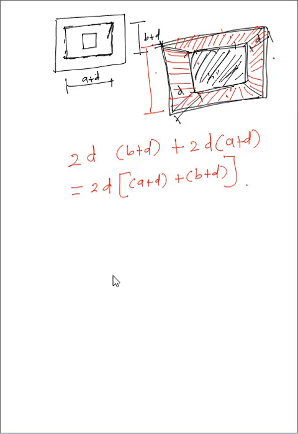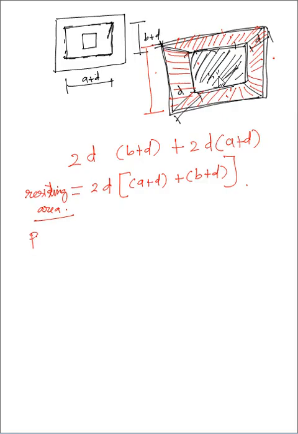So this is your actual resisting area. Please don't make the mistake of directly multiplying (a plus d) into (b plus d). The resisting area is this portion. You have to just imagine this thing; once you start imagining, it is very easy. So now I have found the resisting section, that is the resisting area, 2d multiplied by (a plus d plus b plus d).